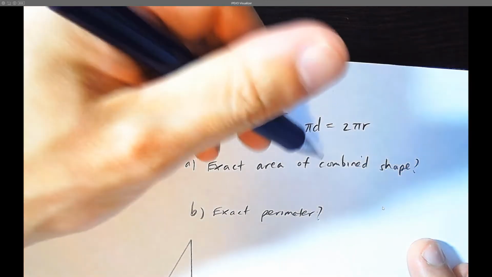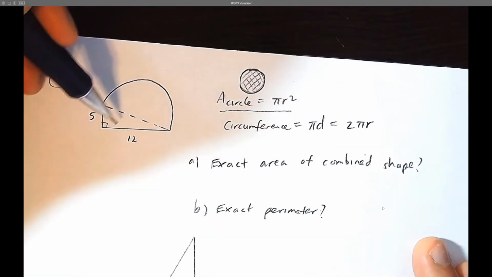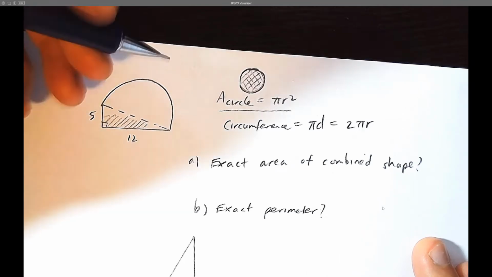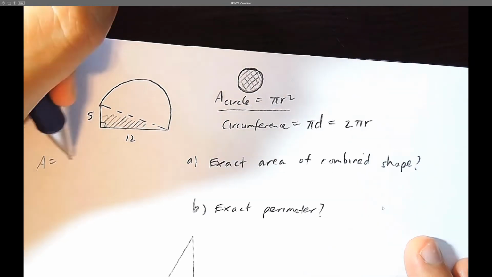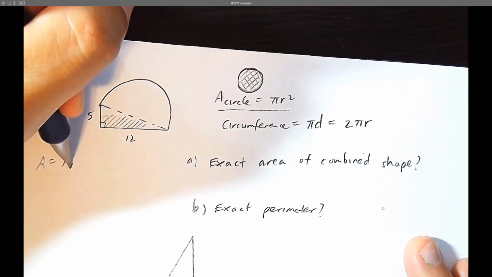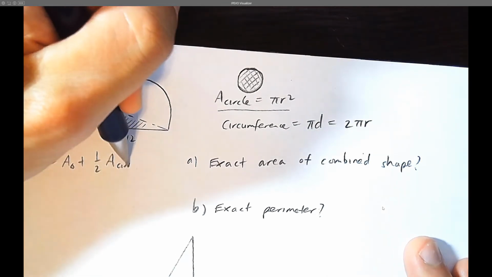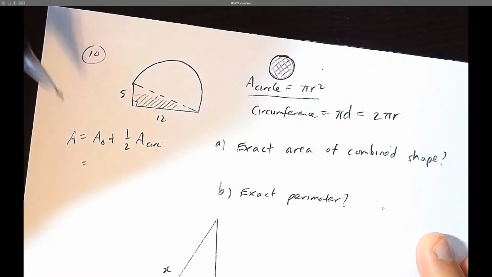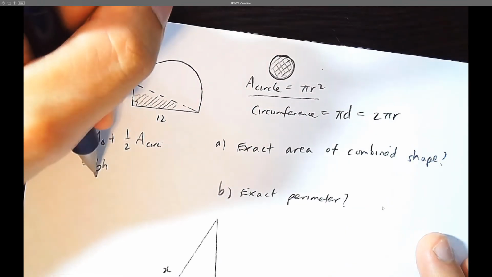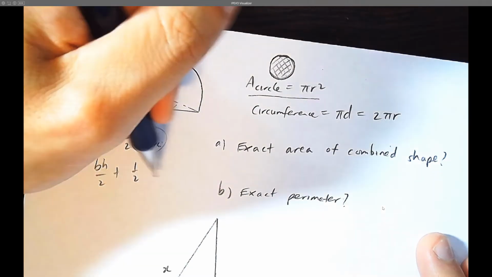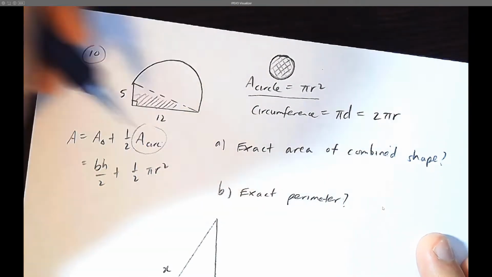What's the exact area of the combined shape? So the area is going to be a triangle plus half a circle. So the area equals the area of a triangle plus 1/2 that of the area of a circle. Now what is the area of the triangle? It's going to be base times height divided by 2. What's the area of a circle? It's going to be pi r squared.